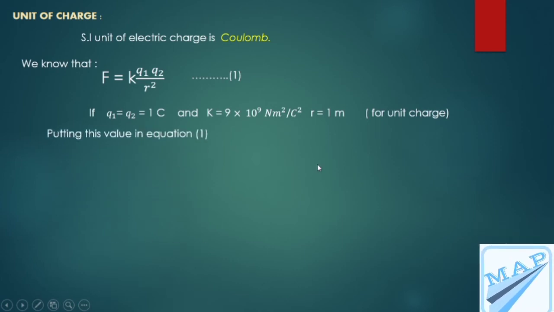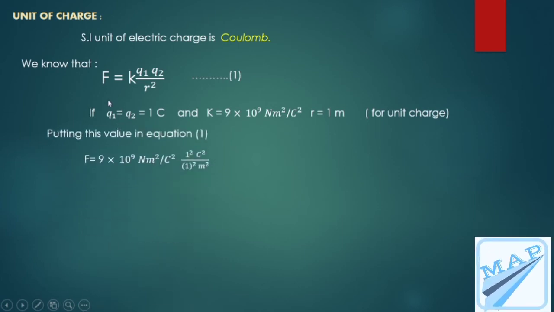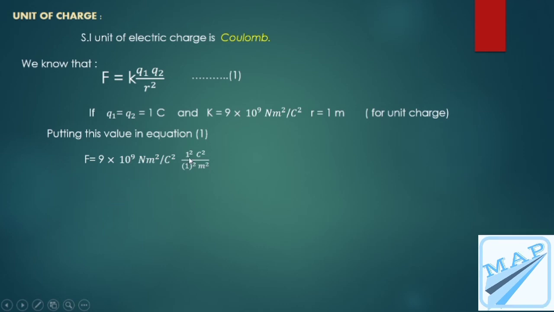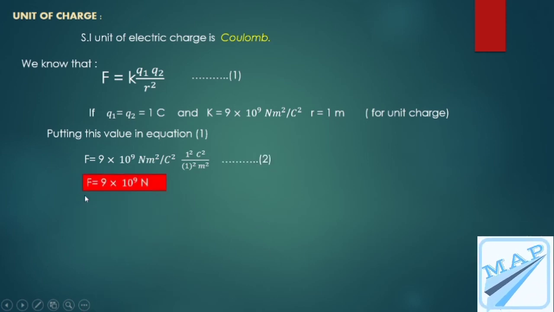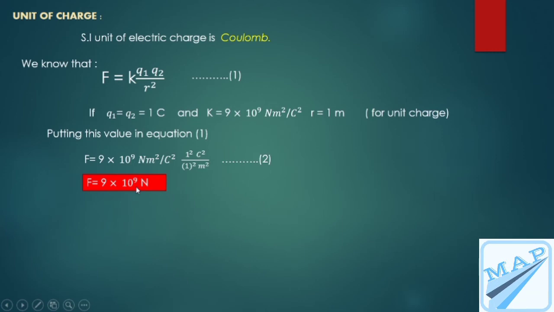Putting these values in equation number 1, you will find F is equal to 9 into 10 to the power 9 newton meter square per coulomb square, in place of q1 q2 put 1 square coulomb square, upon 1 meter square in place of r square. Calculating, you will find the value of F is equal to 9 into 10 to the power 9.